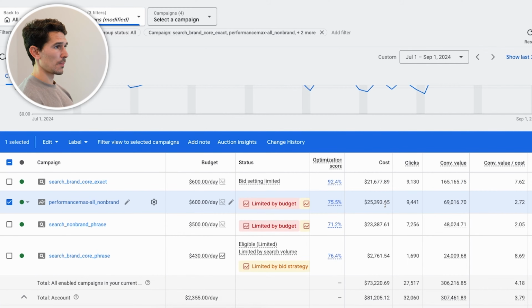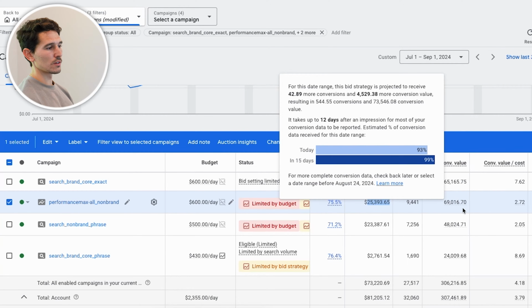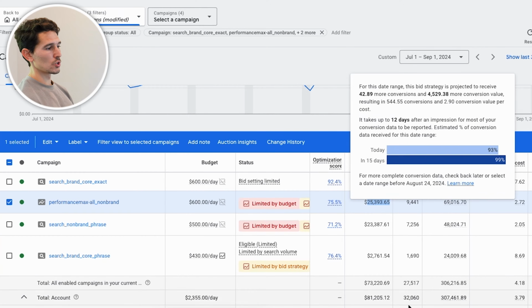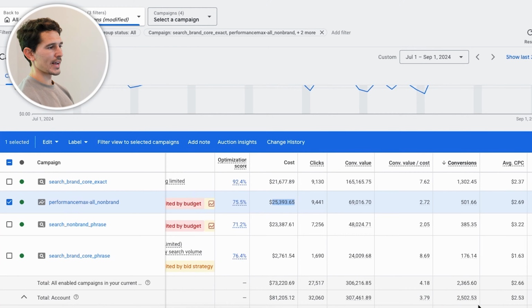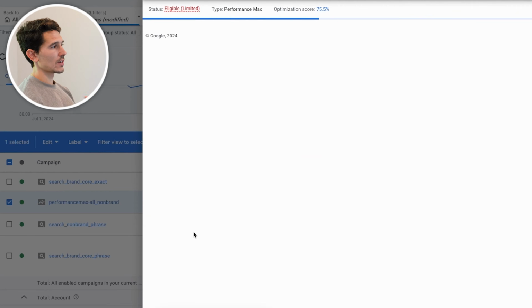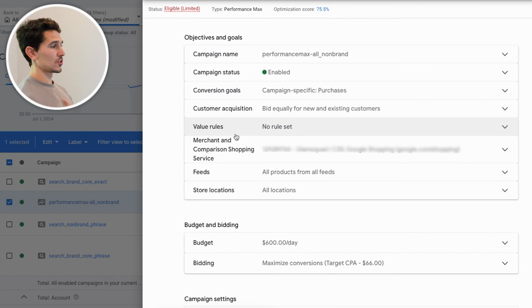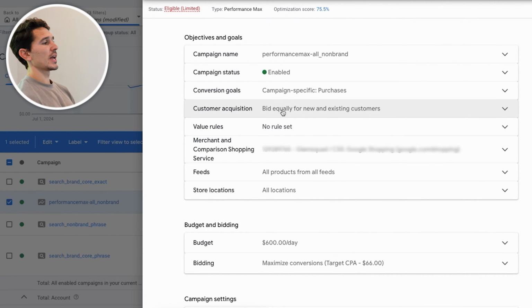First off, what you'll notice in this campaign is we've spent $25,000 in this campaign to drive $69,000 in conversion value. That's a 2.72 return on ad spend over roughly the last 3 months. That drove 500 conversions at a $50 cost per acquisition. Huge numbers we're talking about. When we actually look into the settings of this campaign, you'll notice that I don't have too much that's overly complicated here. First off the bat, we're optimizing for purchases and we're bidding equally for new and existing customers.